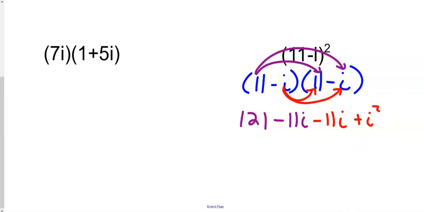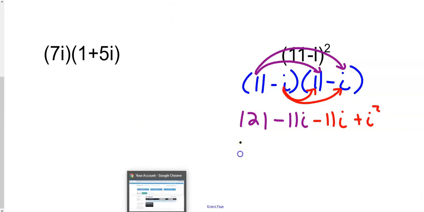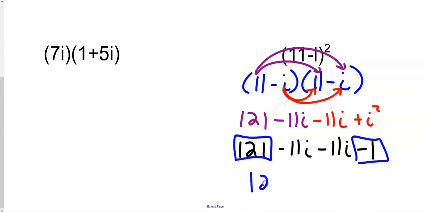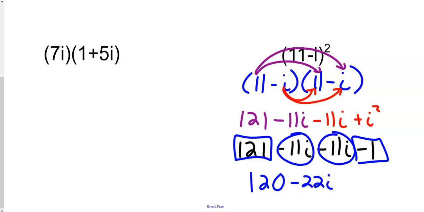So go ahead and take care of the i squared. We know what that is. i squared, remember, is a -1. So I would convert that now to that. And then this is where we'll put all of our like terms together. So you can see that the 121 and the -1 get together, giving you 120. You can see that these two guys right here, the -11i, -11i, get together, give you -22i. And there's your answer.